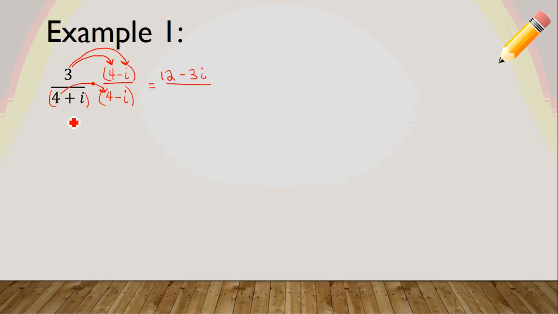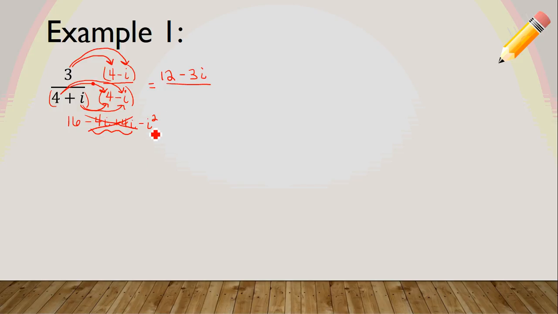So 4 times 4 is 16. What about the 4 times the i in the back here? That's negative 4i. Now if I take the i here times the 4 in front, I get positive 4i. And i times negative i gives me negative i squared. Now notice what happens with these i's. They will cancel out because negative 4i plus 4i, when you combine like terms, we end up with no i's.